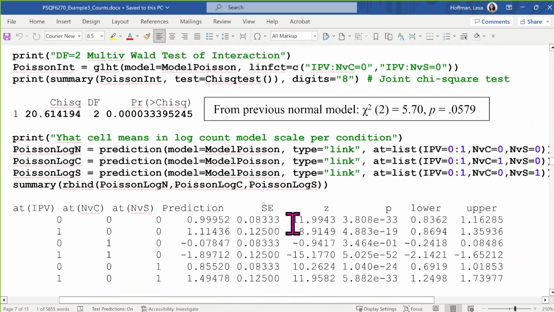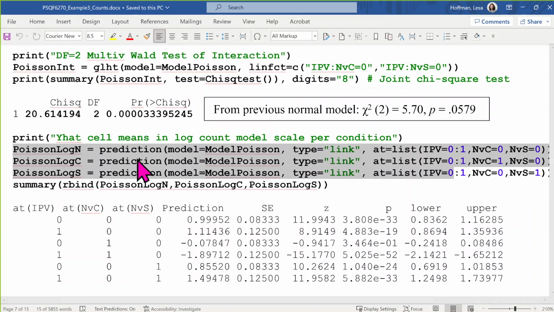Predictions then. So here's one set of predictions. I am using a function that is called prediction. It's a package called prediction. It's meant to mimic what Stata does with respect to margins. So you can tell it what model you'd like the predictions from. Type equals link. Can you guess what that does?